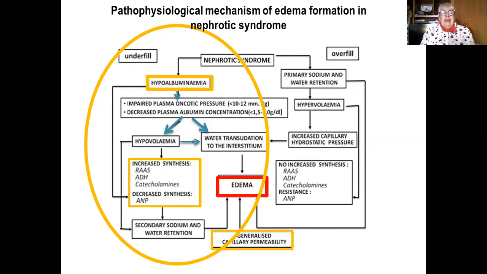But look here, and you will see that the next step of the pathological process is increased synthesis of the renin, angiotensin, aldosterone system, and enlarged production of antidiuretic hormone and a high level of catecholamines, and decreased synthesis of atrial natriuretic hormone. And as you see here, there will also be generalized capillary permeability, which causes all the set of the problems.